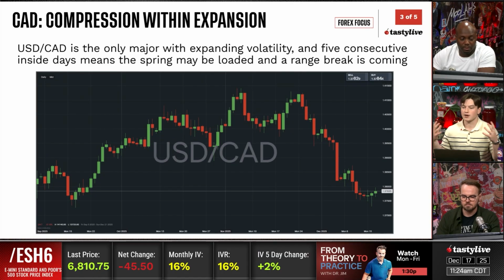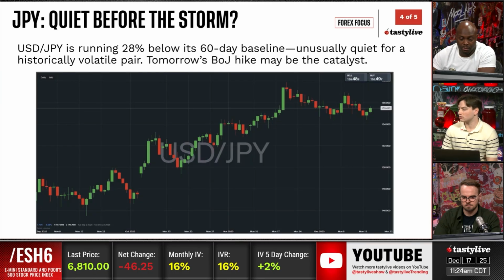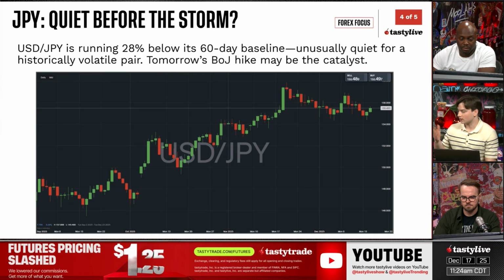And if we zoom out, the Canadian dollar's been a lot stronger in years before. So historic price action to both sides. And then let's kick it over to the next slide, and we'll compare that to the Japanese yen, which is running well below its 60-day baseline.